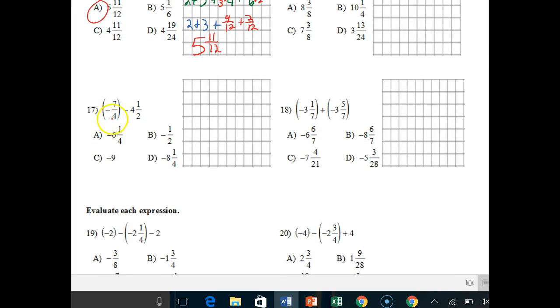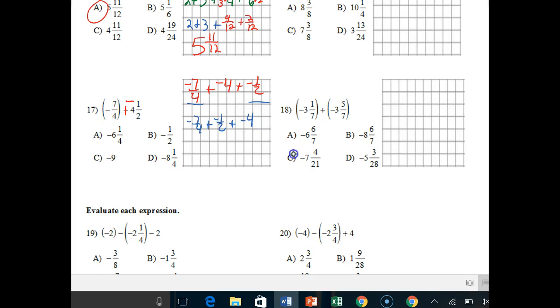We have negative 7/4 minus 4 1/2. So here we go. Negative 7/4 plus negative, right, plus negative 4. Again, break this into two parts, plus negative 1/2. If this is negative, the whole thing is negative. So let's use the commutative property of addition to get our fractions next to each other. Negative 7/4 plus negative 1/2 plus negative 4.